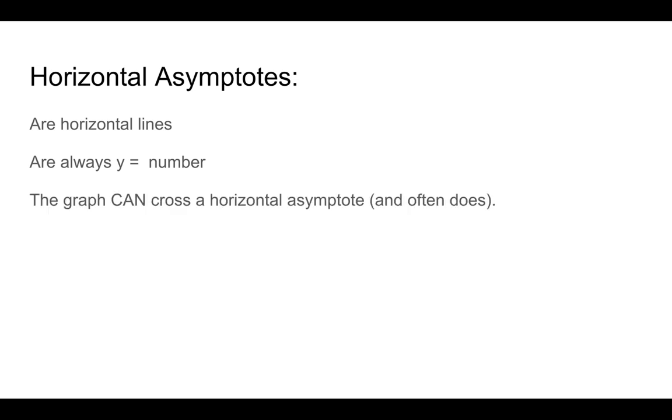Okay, horizontal asymptotes are horizontal lines. Vertical asymptotes are vertical lines. Horizontal are horizontal lines. They always have the form y equals a number, because horizontal lines are y equals a number. A graph can cross a horizontal asymptote. A lot of them do. You can't cross a vertical, but you can cross a horizontal. Remember, horizontal asymptotes are really just end behavior. Anything can happen in the middle. These guys really just tell us what happens on the far left and far right of our graph.